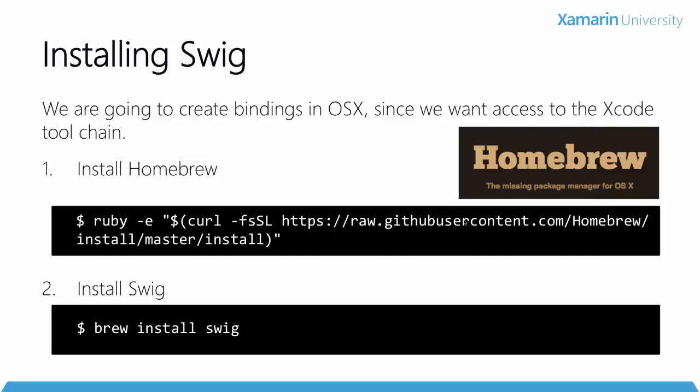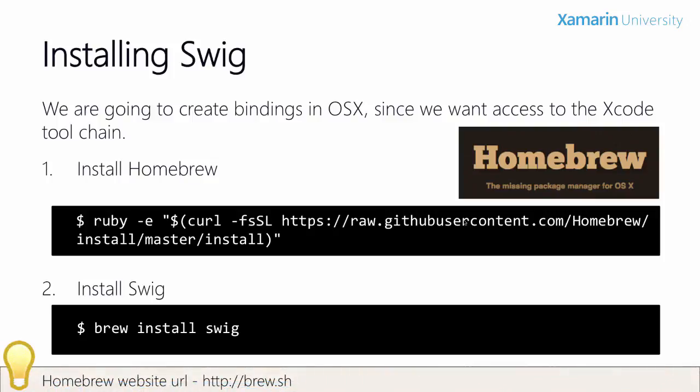Once Homebrew is installed, we'll in a console call brew install with the package name, and in this case it'll be Swig. Again, if you want more information about Homebrew, please visit the website at http://brew.sh.